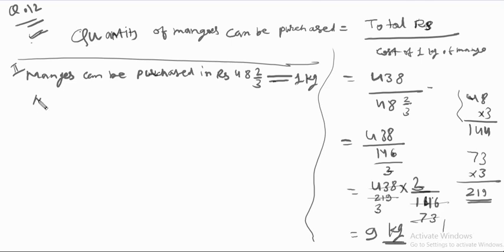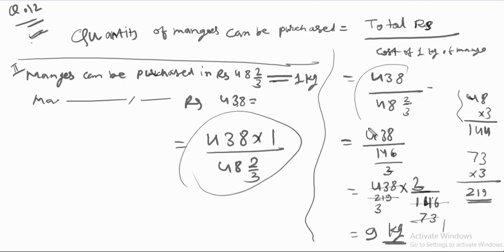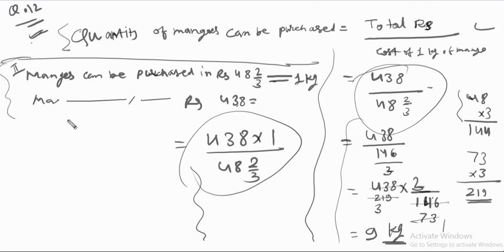Now mangoes can be purchased in rupees 438 is equal to, we can write it this way: 438 into 1 upon 48 2 by 3. This is the same here and here, right? So the solution will be the same from right now. This is the difference: here you can write it in the form of a formula, here you can write it in the form of a definition, right? So whatever way you find suitable, whatever way you find easy, you can solve it by that.